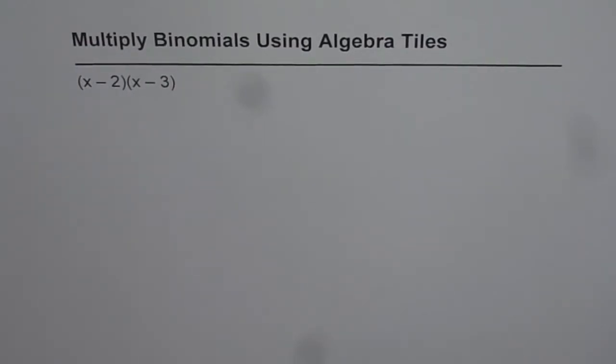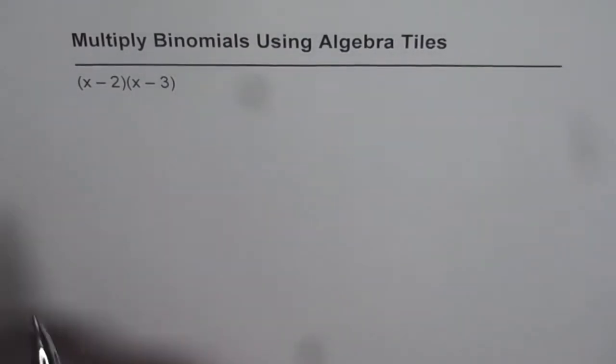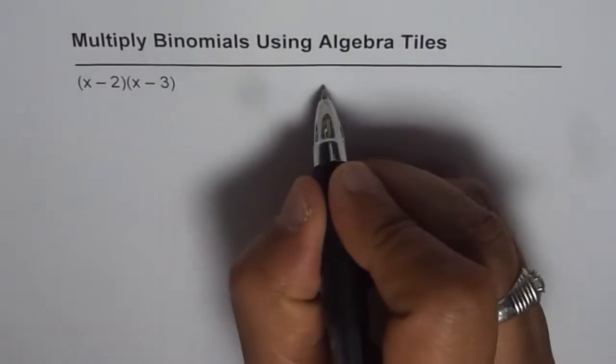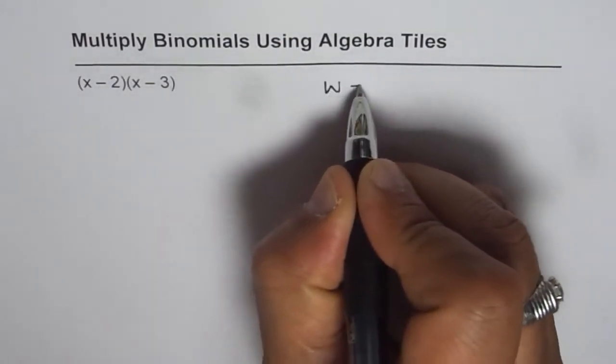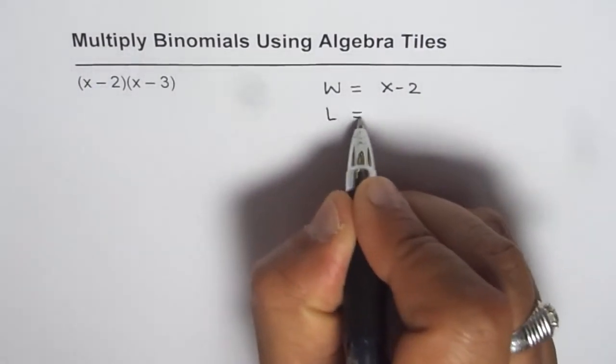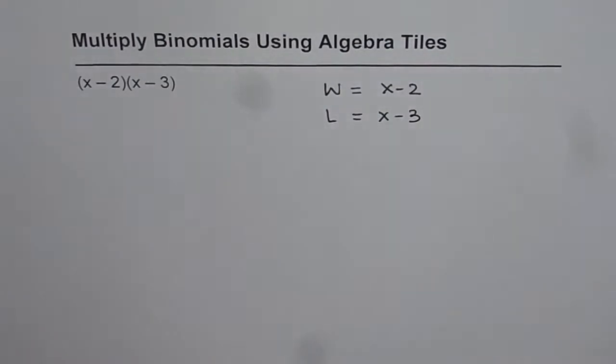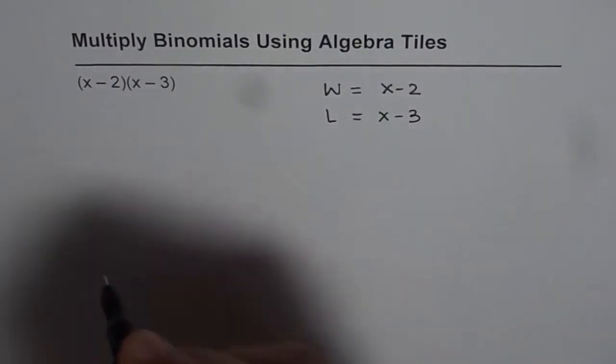Let us understand how to multiply binomials using algebra tiles. This time we have the product of two binomials, which are x minus 2 times x minus 3. So let's define a rectangle first. Let us say that the width of the rectangle is x minus 2 and the length of the rectangle is x minus 3. Then we'll draw the product mat.